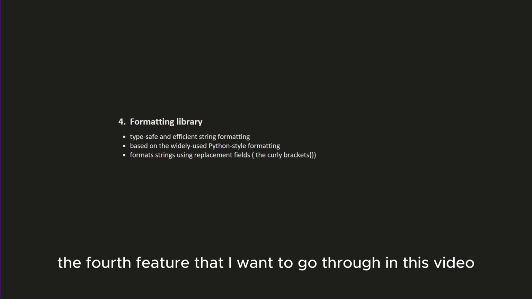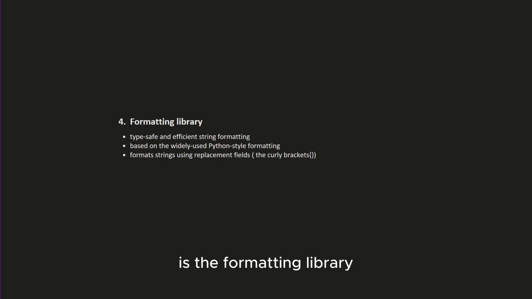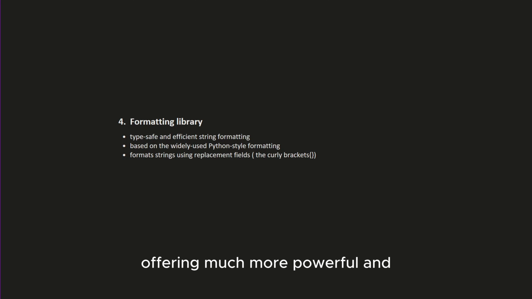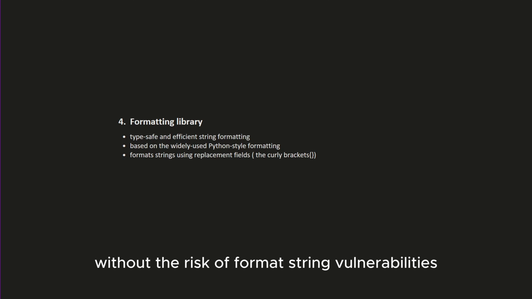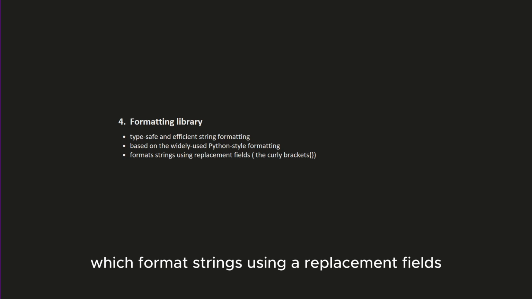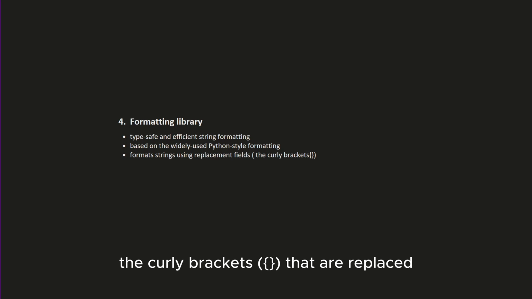The fourth feature that I want to go through in this video is the formatting library. C++20 introduced a new std::format library that provides type-safe and efficient string formatting. It is based on the widely used Python type formatting, offering a much more powerful and intuitive alternative to the traditional std::cout and printf methods. This feature helps developers format text, numbers, and variables into strings with a much simpler and cleaner syntax without the risk of format string vulnerabilities. The core of this feature is the std::format function, which formats strings using replacement fields, the curly brackets, that are replaced with the provided arguments. Too much talking. Let's go for an example.